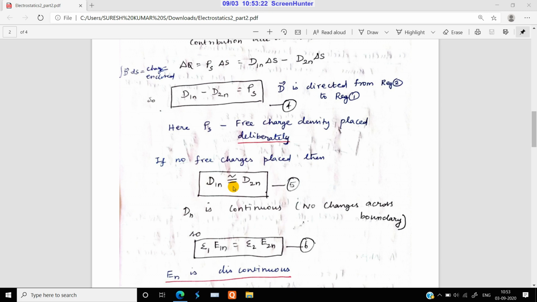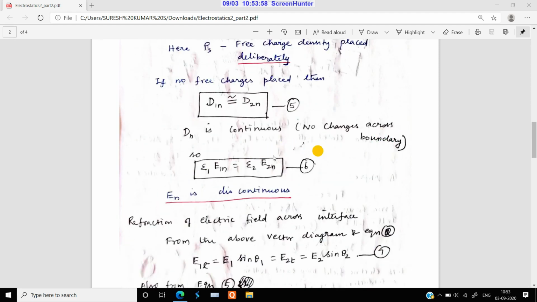So we can notice from this diagram that D1n is going to be equal to D2n if no free charges are placed inside the dielectric medium. This free charge, that is the rho s free charge density, is placed deliberately along the dielectric medium. Keep in mind that if no free charge is placed, then this equation is applied. If any free charge is there, then we have to apply the other equation. So Dn is continuous, no charge across the boundary. This equation can be written as epsilon 1 E1n is equal to epsilon 2 E2n.